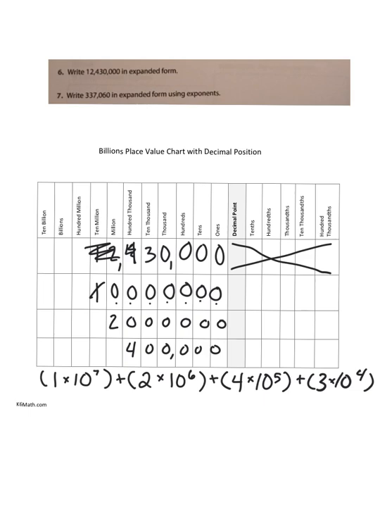And then do the same thing for number 7. So get your place value chart going, put this big number into your place value chart and write it in expanded form using exponents.